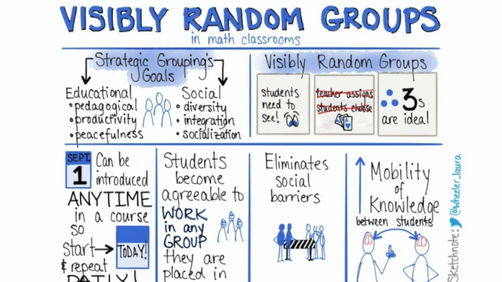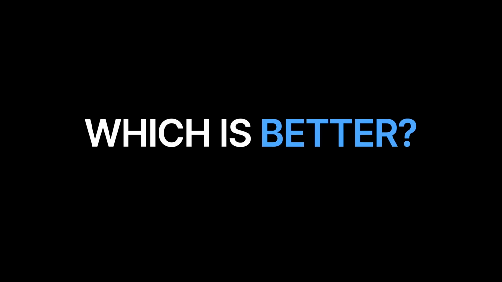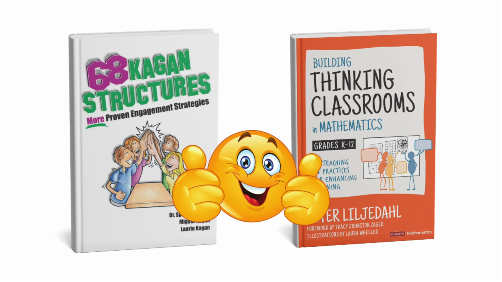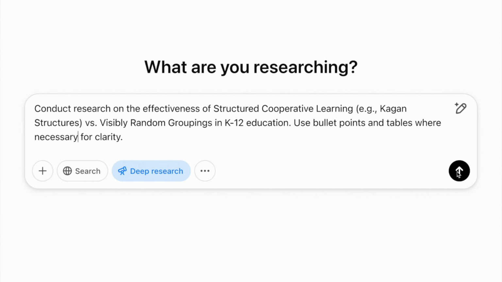As I was reading this book, I kept thinking back to the research on visibly random groups by Peter Liljedahl. That says when students are thrown together into random groups, it helps to build the mindset that each and every student is capable. So, which is a better way to group students? At this point, I had no clue. Quick spoiler alert, they both work. But I wanted to test our deep research on the topic. I first came up with my prompt: conduct research on the effectiveness of structured cooperative learning, for example, Kagan structures, versus visibly random groupings in K to 12 education. Use bullet points and tables where necessary for clarity.